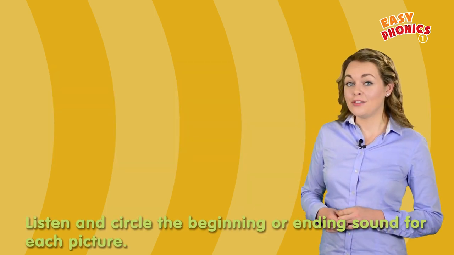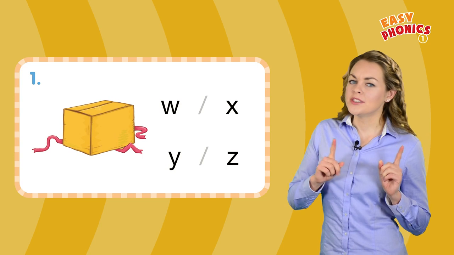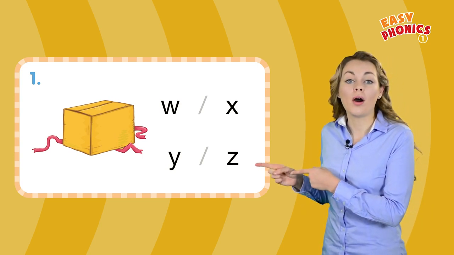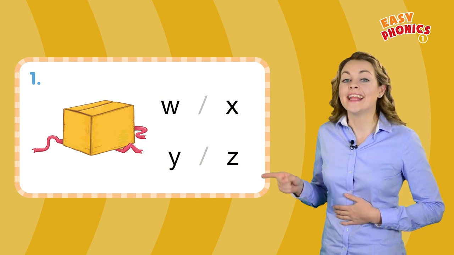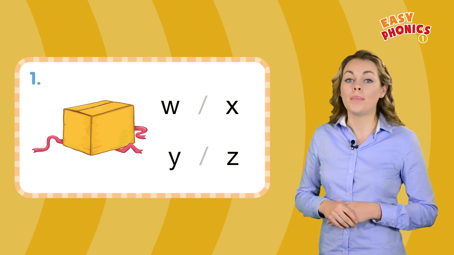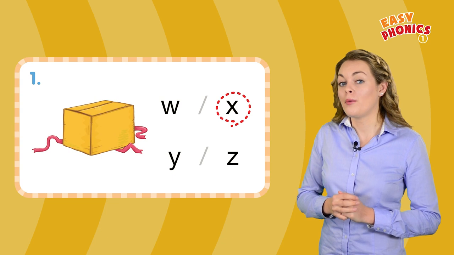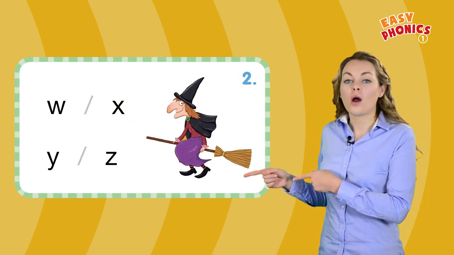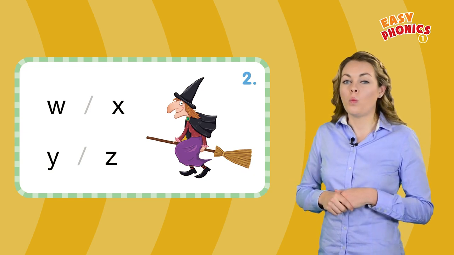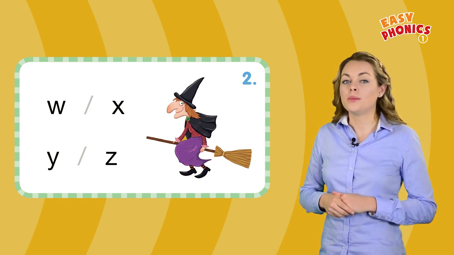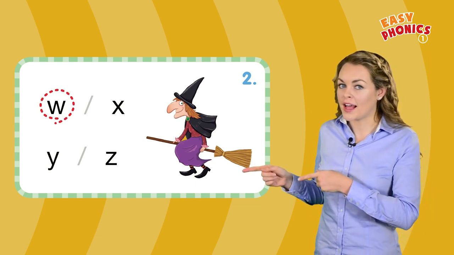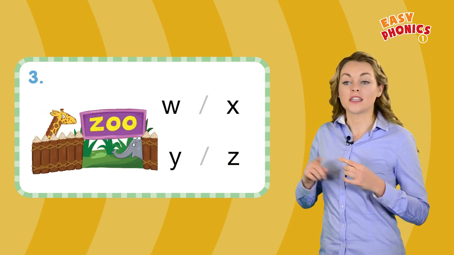Circle the beginning sound for each picture. Picture number one. Do you remember? It's a box. Okay, you need to circle the ending sound for this picture. Box. Ksk. Remember what sound that is? Next we have a witch. What sound does witch begin with? W, W, witch. Good. Circle that letter. Next.